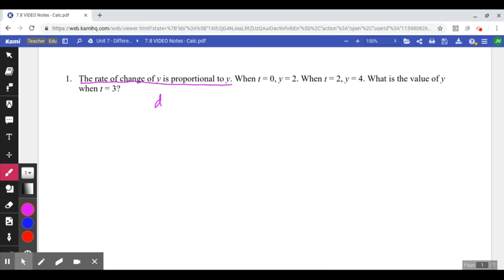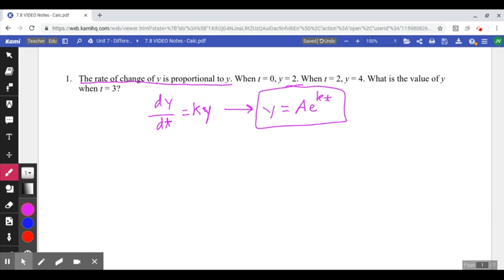So to me, that means dy/dt, t is the independent variable here in this case, is equal to k times y. In the concept notes for this unit, or this lesson, I showed you how you can solve this differential equation, and you're going to get y is equal to a constant a times e to the kt power. What we're going to do is utilize the solution to that differential equation, and try to figure out some information by the given information.